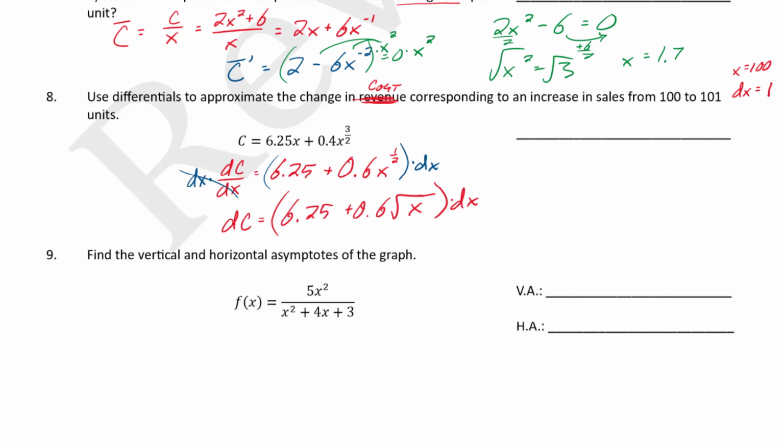So now at this point I should be able to take the two values I found earlier, 100 going in place of the x, and dx turning into a 1, and just simplify.